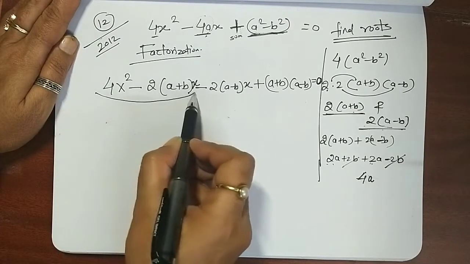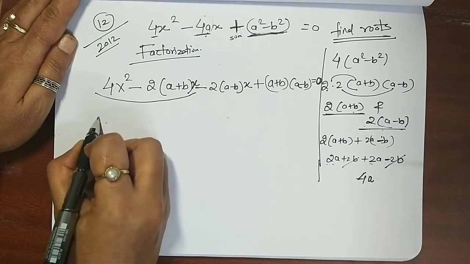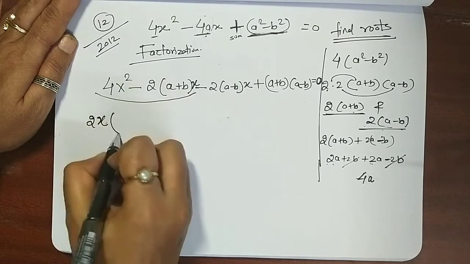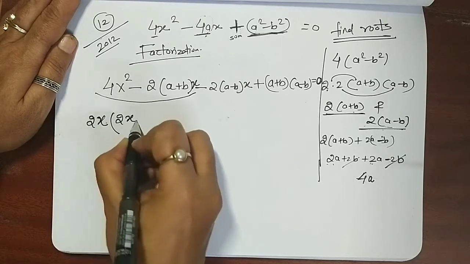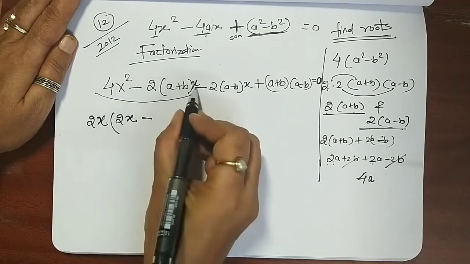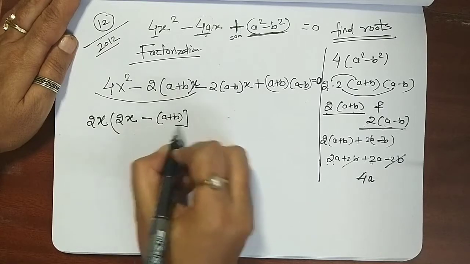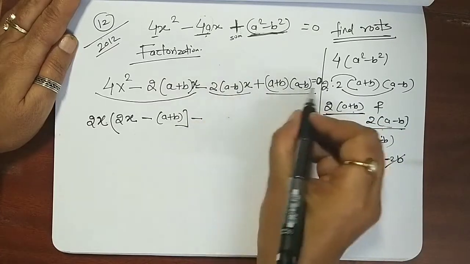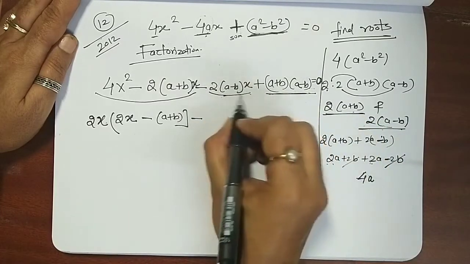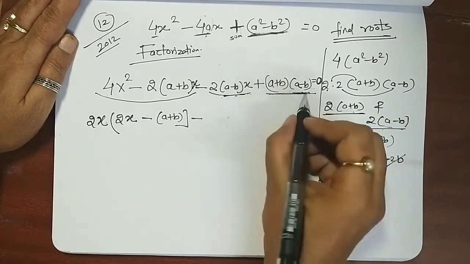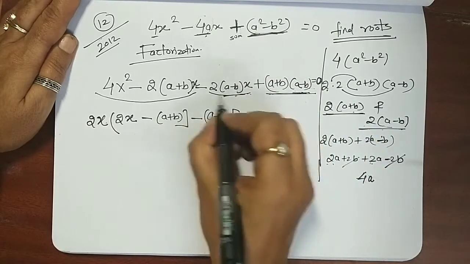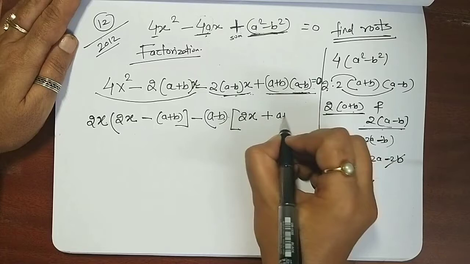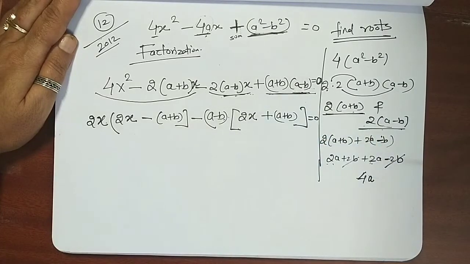Now out of these two, what can I take common? I can take 2x common out of these two. What is left is 2x minus 2 is out, x is out. So what is left is a plus b. Minus, out of these two, what can I take common? 2 I cannot take because 2 is not here. a minus b, yes I can take, both sides have it. So I'm taking a minus b. What is left is 2x plus a minus b is out. So it is a plus b equal to 0.